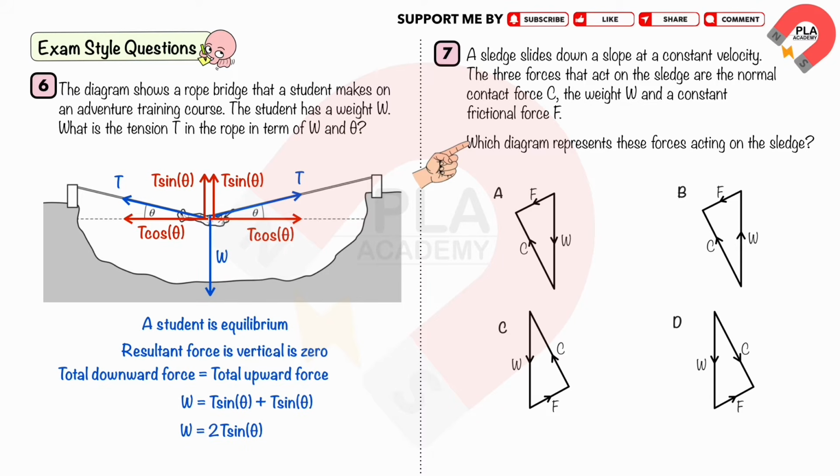A sledge slides down a slope at a constant velocity. This means that it is in equilibrium. So, the vector diagram of W, C and F is a closed triangle and their arrows go the same way round the triangle.